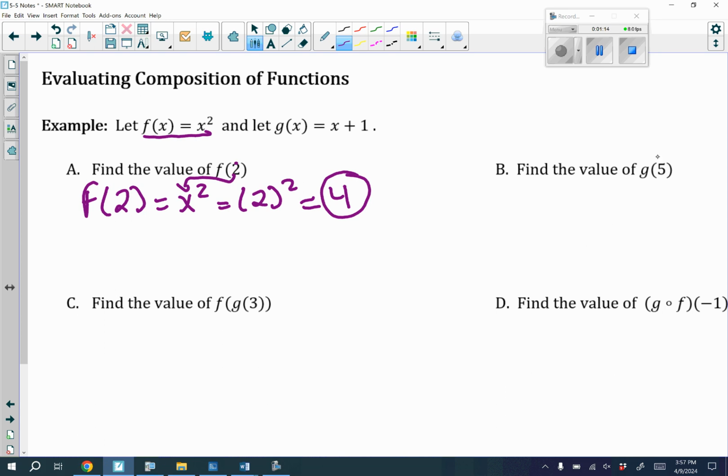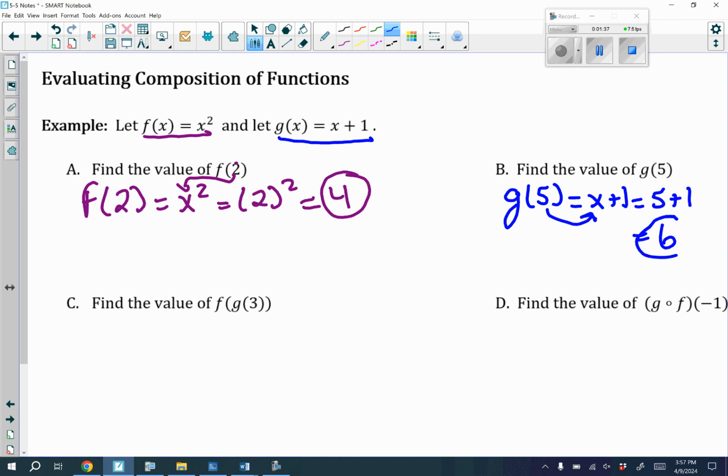Okay, let's see what you got. So notice here that we are using the g function. So we're using a different function here. So our g function is x plus 1. How do we know that? There's a g in front of the 5. Okay, that tells you which function to use. So I'm going to now take my 5 and plug it in for where I see x. So I have 5 plus 1, and then that just gives me 6. So 6 would be my answer.